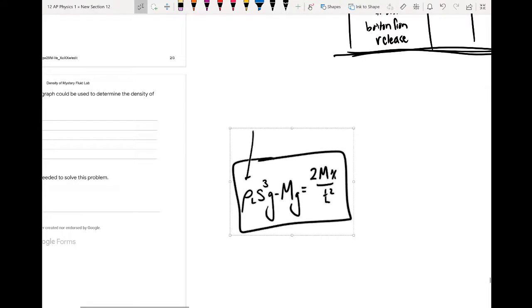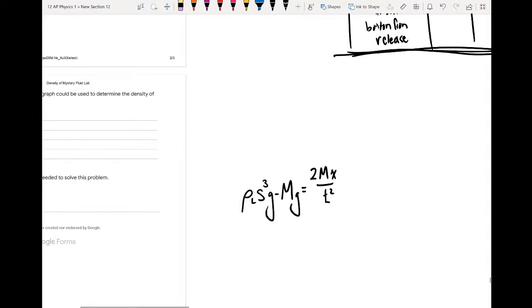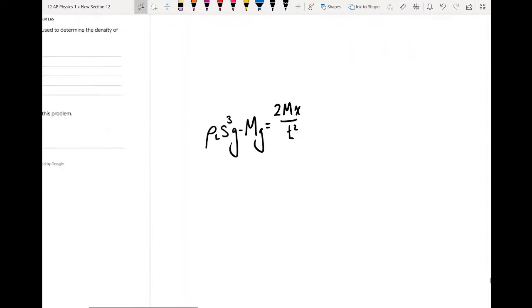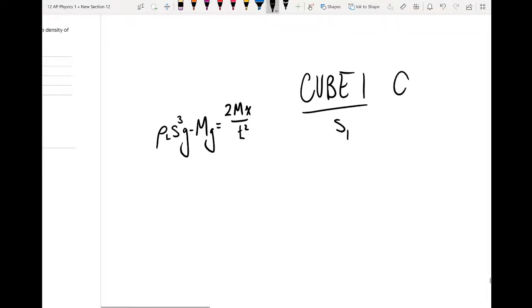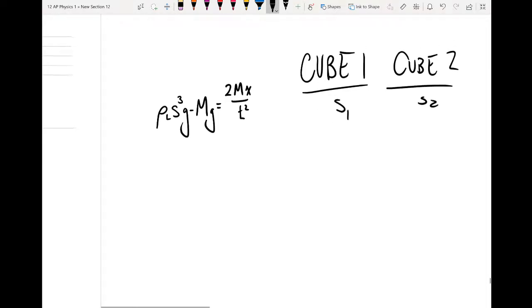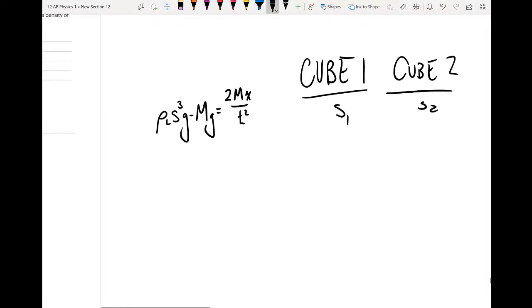So what I did when I did this is I said, okay, I'm picking each cube. So cube 1 has a specific side length, cube 2 has a specific side length, and so on. So in each experiment that I'm running, S is going to be a constant. So my independent variable is going to be the height that I'm dropping it from, and my dependent variable is going to be the time.